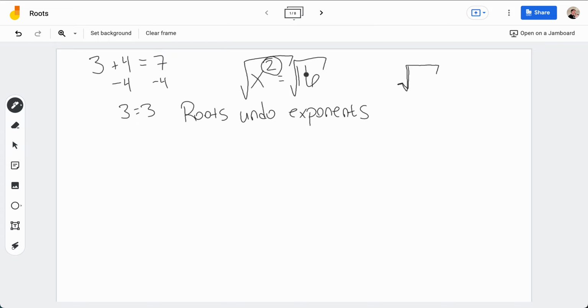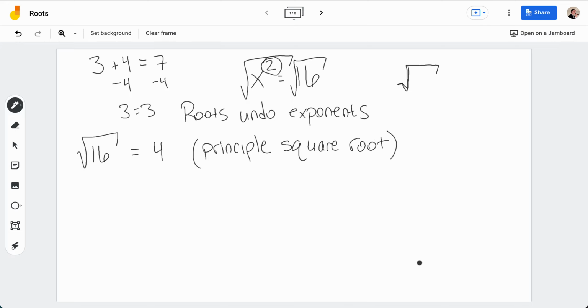So there is one subtle difference, which is that if I just ask you, what is the square root of 16? The answer is 4, okay? This is called the principal square root, or the principal root.